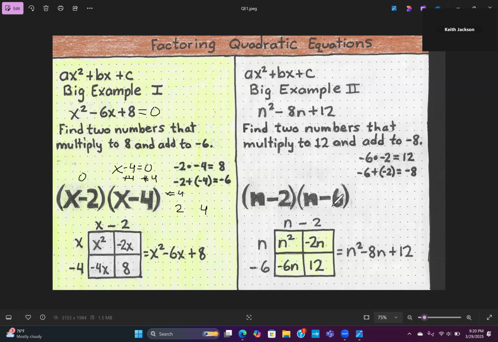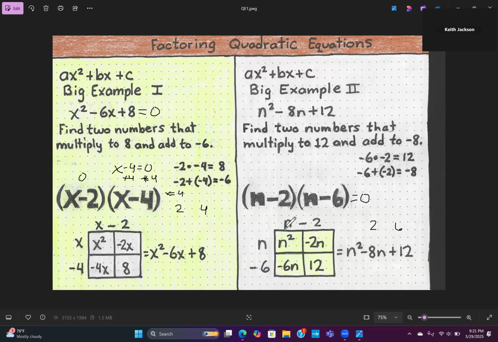Let's plug them into our factored form. We'll put the negative 2 right here, so we have n minus 2, and then we'll put the negative 6 here, so we have n minus 6. We're just going to set that equal to 0. If we apply the same notion, we could just say n minus 2 is equal to 0, and when we add 2 to both sides, we know that one of our roots, or x-intercepts, will be at 2. If we do the same thing to n minus 6, n minus 6 is equal to 0, which means if we add 6 to both sides, n will equal a positive 6. Those are our roots.